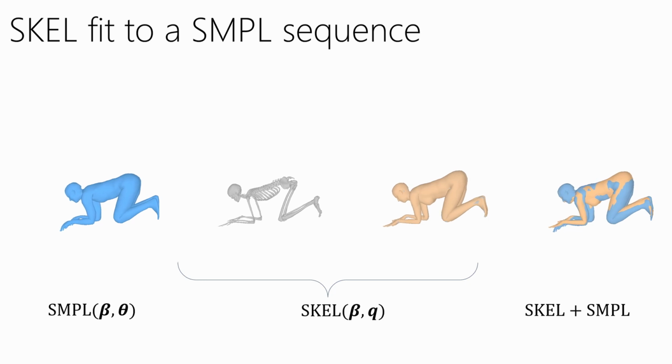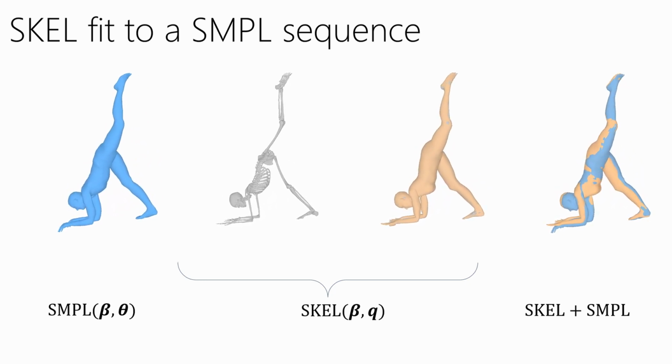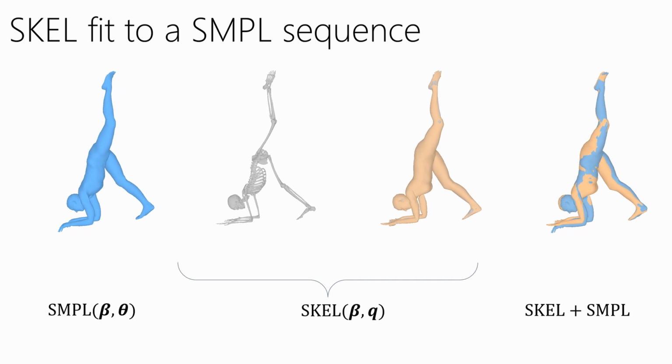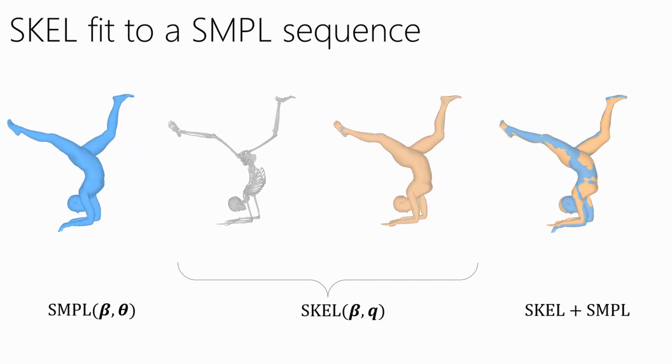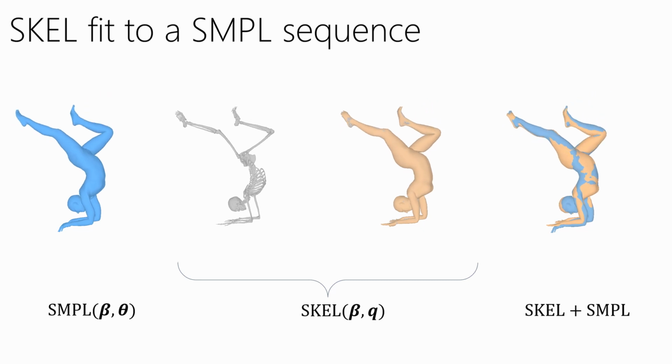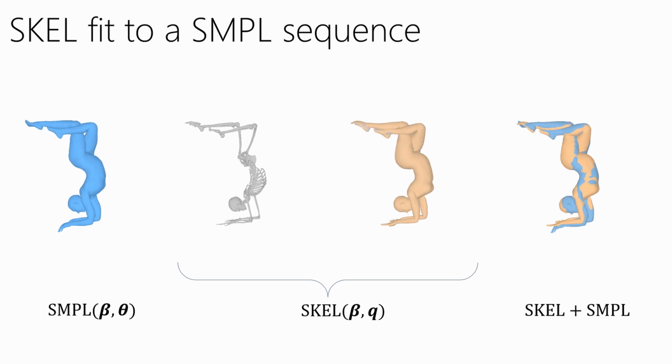On the left, we show the input SMPL sequence in blue. In the middle, the aligned SKEL model, which yields a skeleton mesh in gray and a body mesh in orange, and on the right, an overlap of SMPL and SKEL body surfaces. Note how SKEL can capture the complex pose with arm supination while having only 46 degrees of freedom, whereas SMPL has 72.